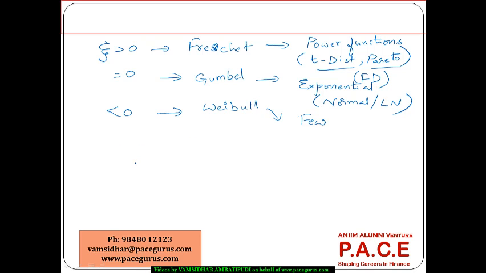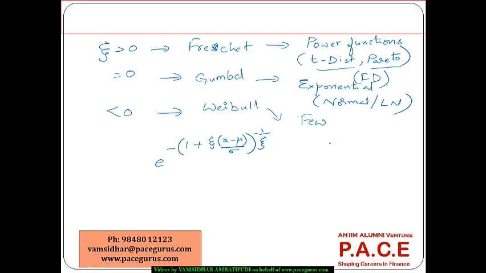Now, using the expression once again, e to the power of minus (1 plus zeta times (x minus mu) by sigma) to the power minus 1 by zeta.